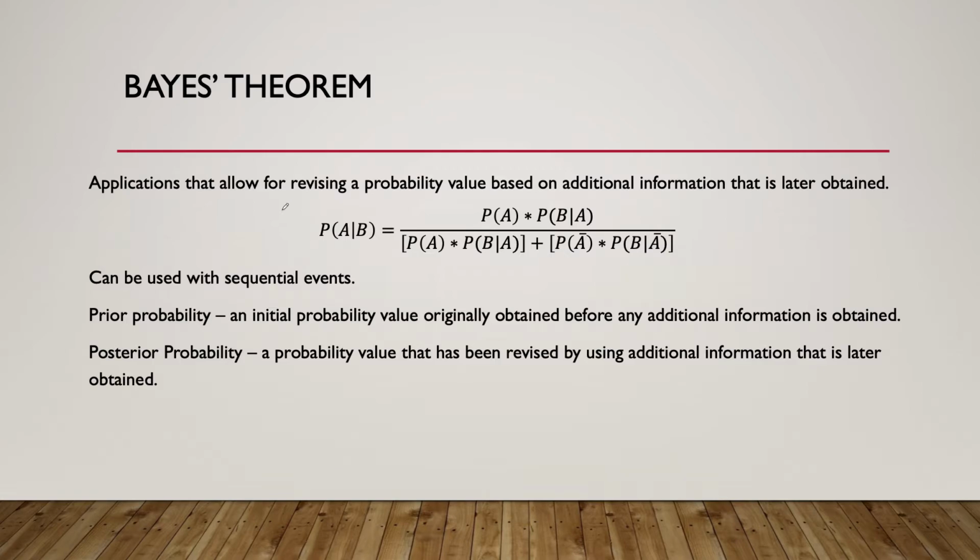It utilizes the prior probability, so the initial probability value originally obtained before any additional information is obtained, and the posterior probability, that's the probability value that has been revised by using additional information that is later obtained.